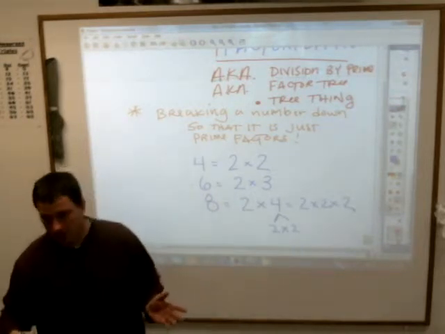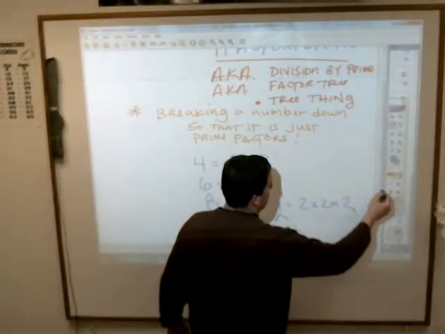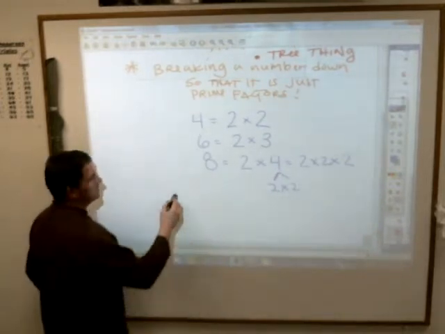Okay? Now please don't start sticking 1s in there ever. You'll never see a 1 in there because you could break things down by 1s forever and ever and never get to the end of it. So 1 will never be part of your prime factorization because 1 is not a prime number. Okay? Now, let's do just a little tougher one. Let's do 24.